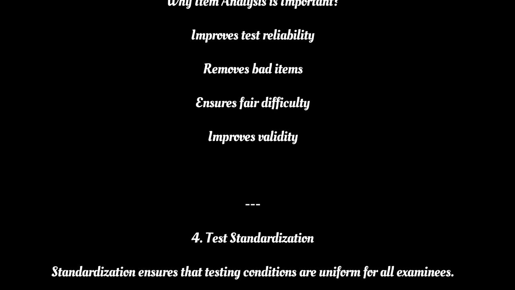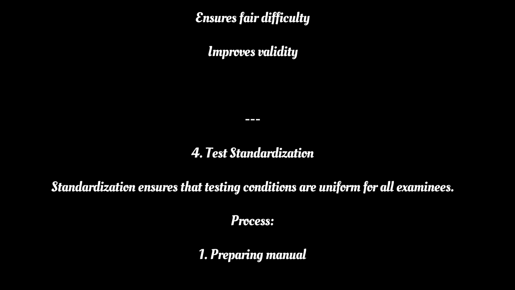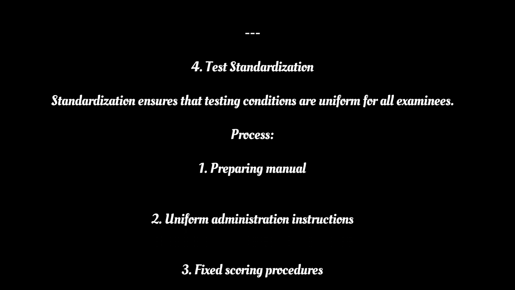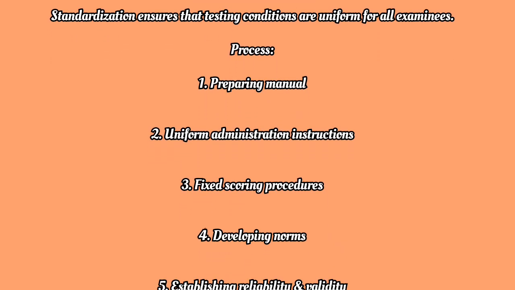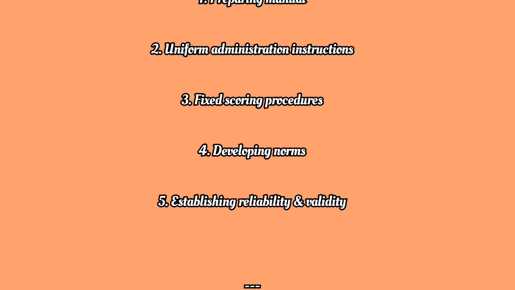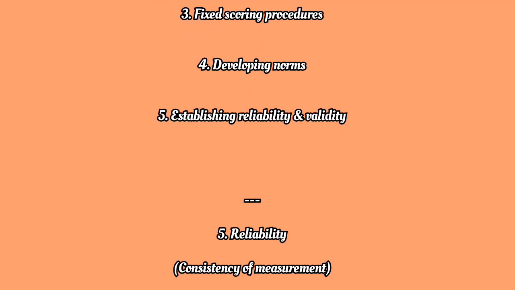Test standardization. Standardization ensures that testing conditions are uniform for all examinees. Process: first is preparing a manual. Second is uniform administration instructions; there will be proper instructions. Third is fixed scoring procedures. Fourth, developing norms. Fifth, establishing reliability and validity.